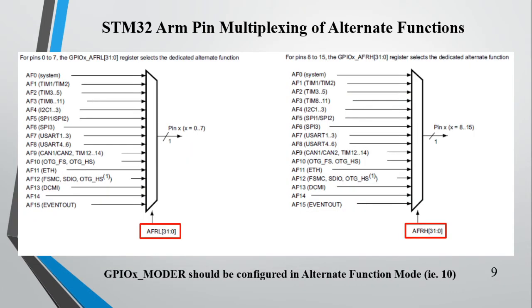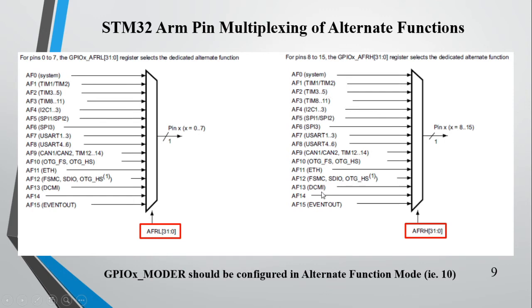So how will you configure the alternate function? Which alternate function do you need to configure? For that, two registers are used. One is known as the alternate function register low, and the other is the alternate function register high. The alternate function register low has 32 bits. It is used for configuring the alternate functions of pin number 0 to 7. Total 16 alternate functions are there. Similarly, the alternate function register high is used for configuring the alternate functions of pin number 8 to 15.